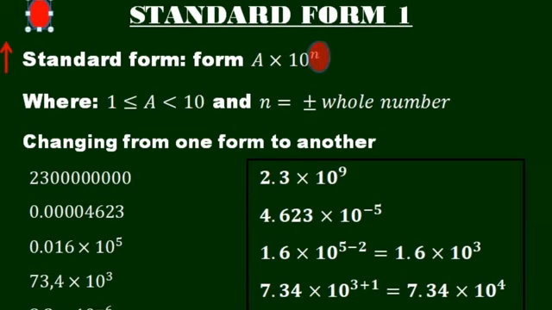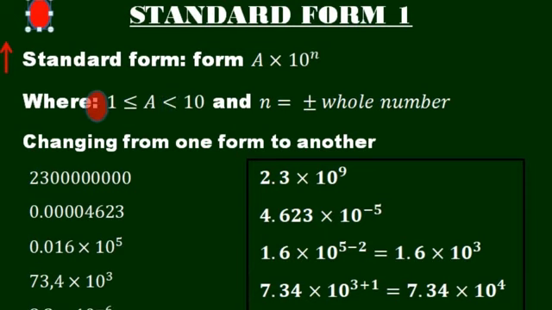Then n is a positive or a negative whole number. Also, something we need to remember about n is that n represents how many times the comma is moved. If the comma is moved once, then the power will be 1. If the comma is moved 0 times, then the power will be 0. So n can be a positive or a negative whole number, including 0. So this is how we are going to write our numbers in standard form.